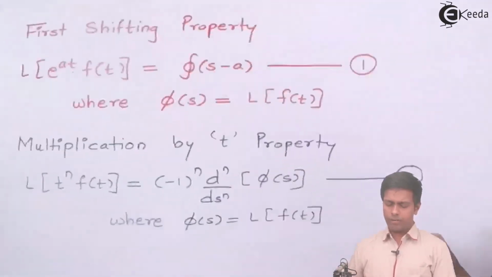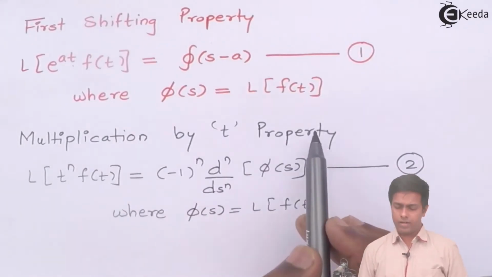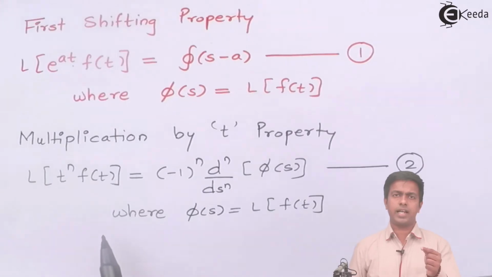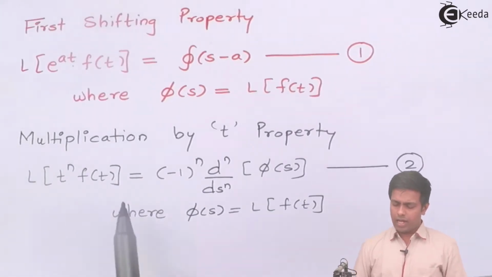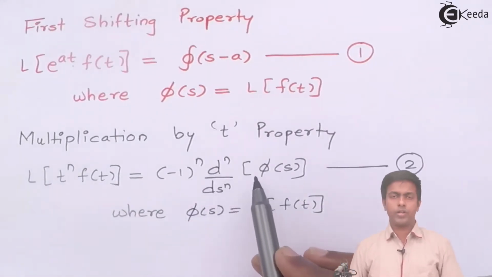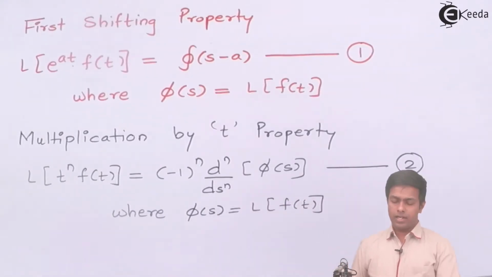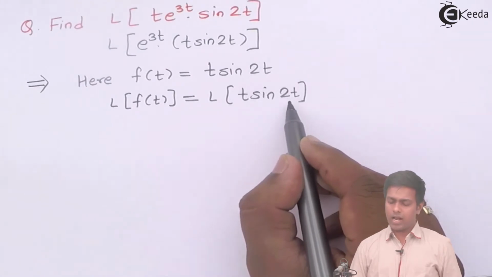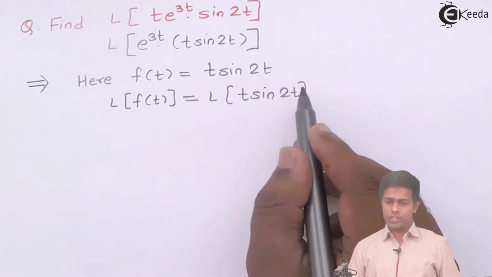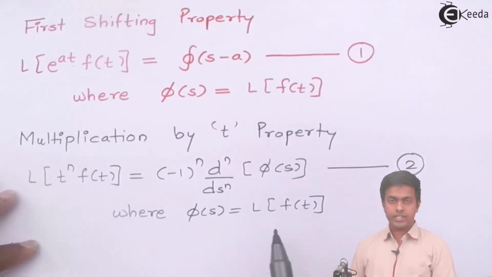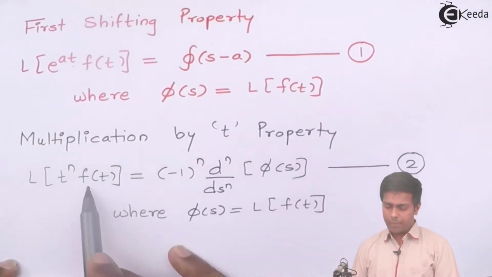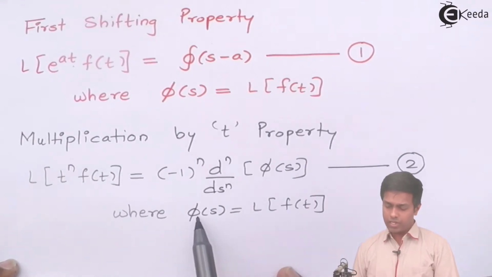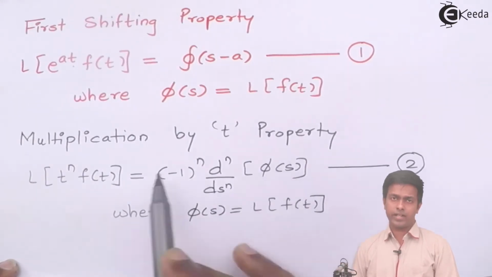So here by multiplication by t property, if we have t to the power n f of t, now in our case we are considering psi of t. So the answer is minus 1 raised to n into d raised to n by ds raised to n into phi of s. Now guys, here I can call this psi of t, and the Laplace of this function, so you can see here that by the property, the Laplace of this function f of t is called phi of s, and we generally use that phi of s here to get the answer.